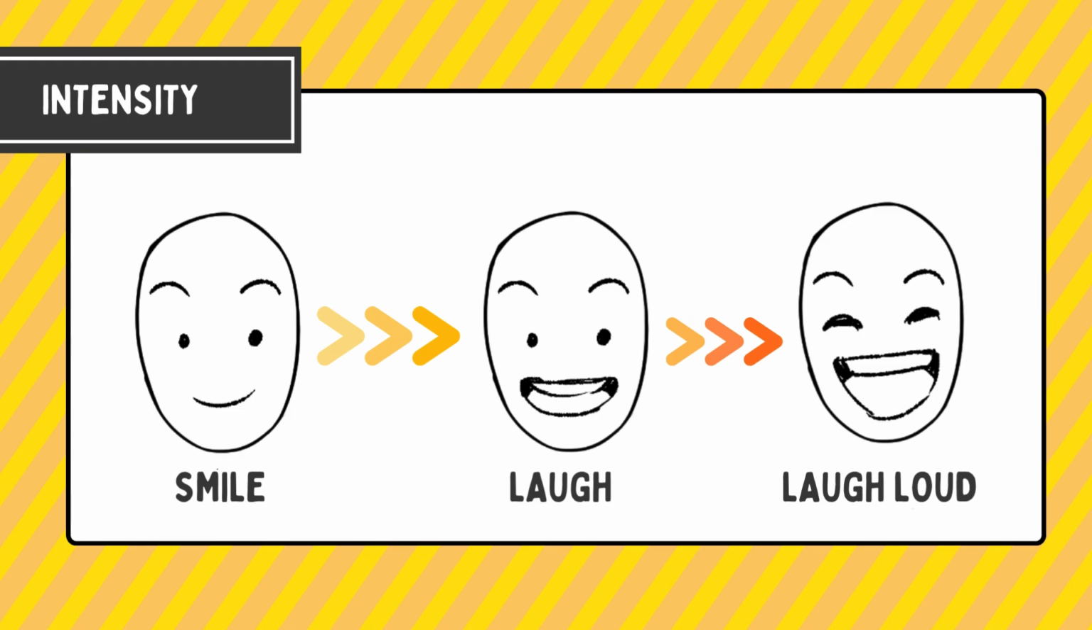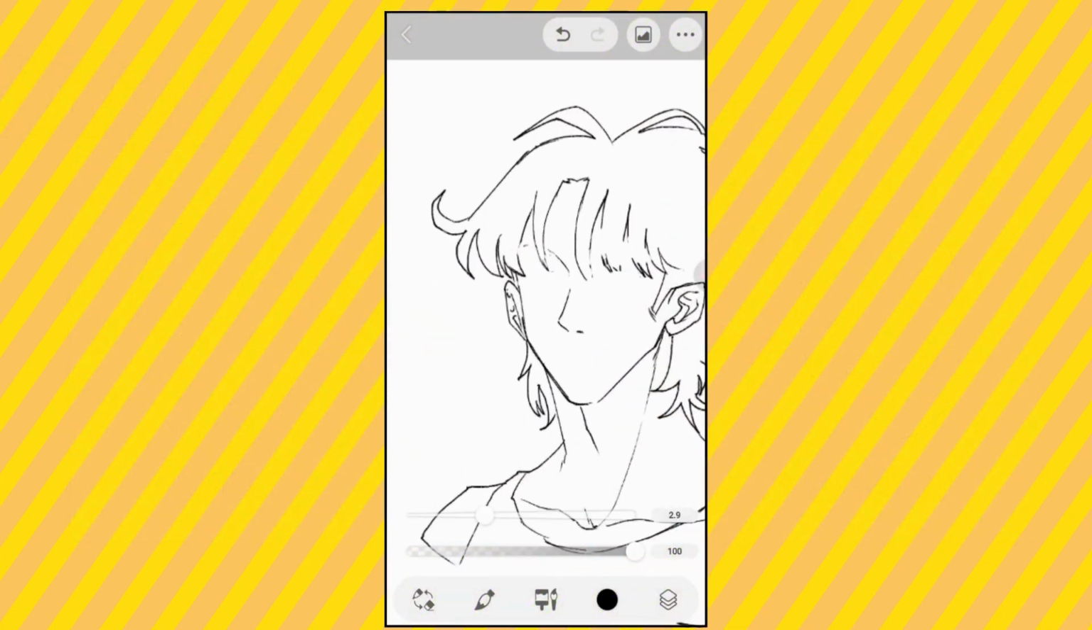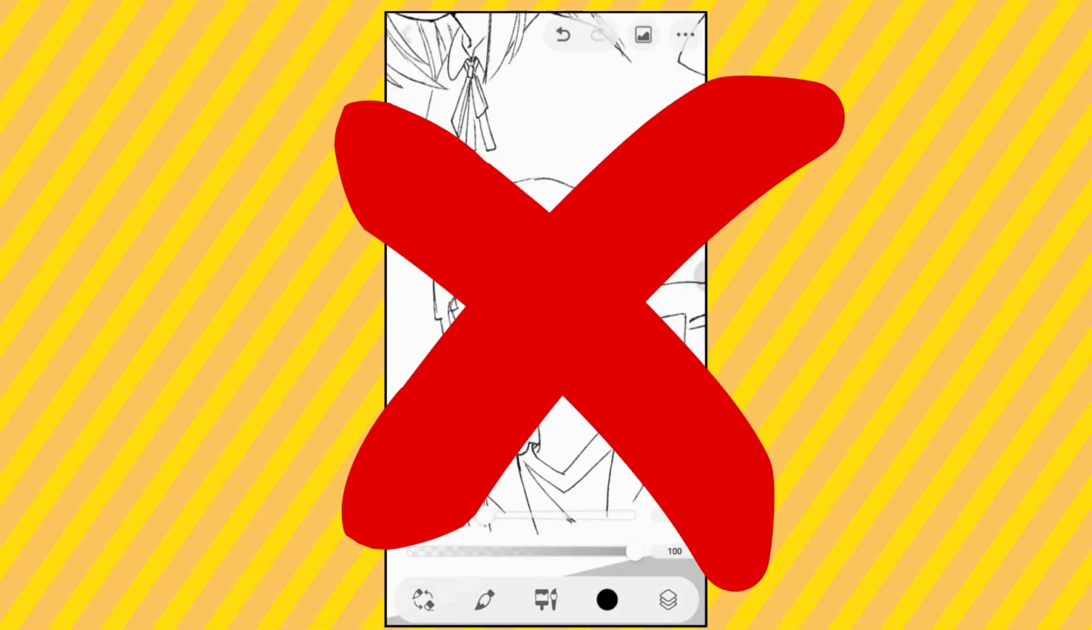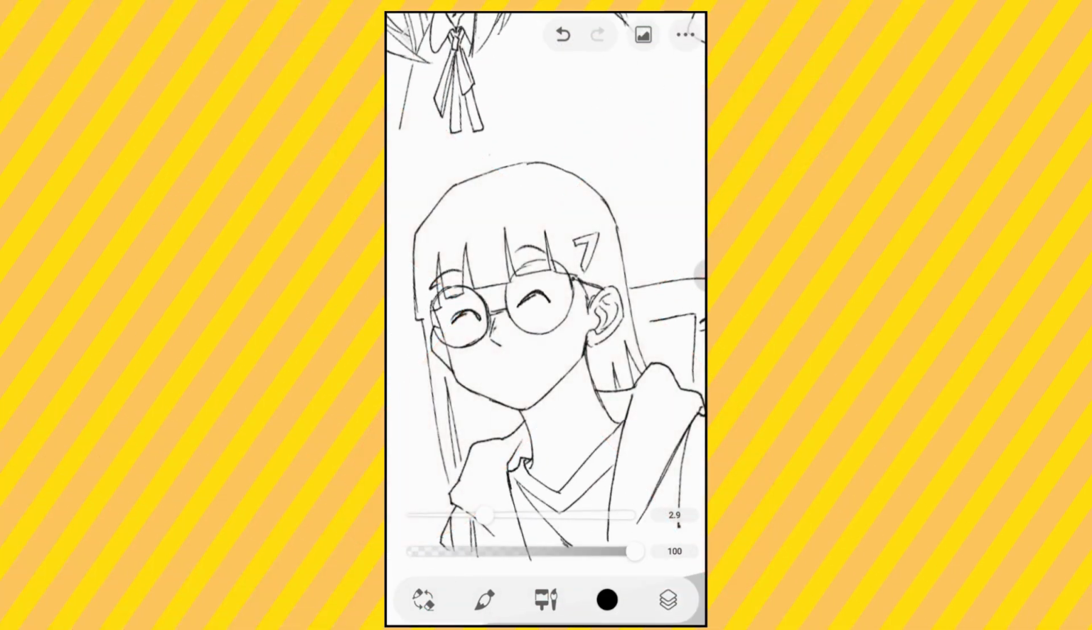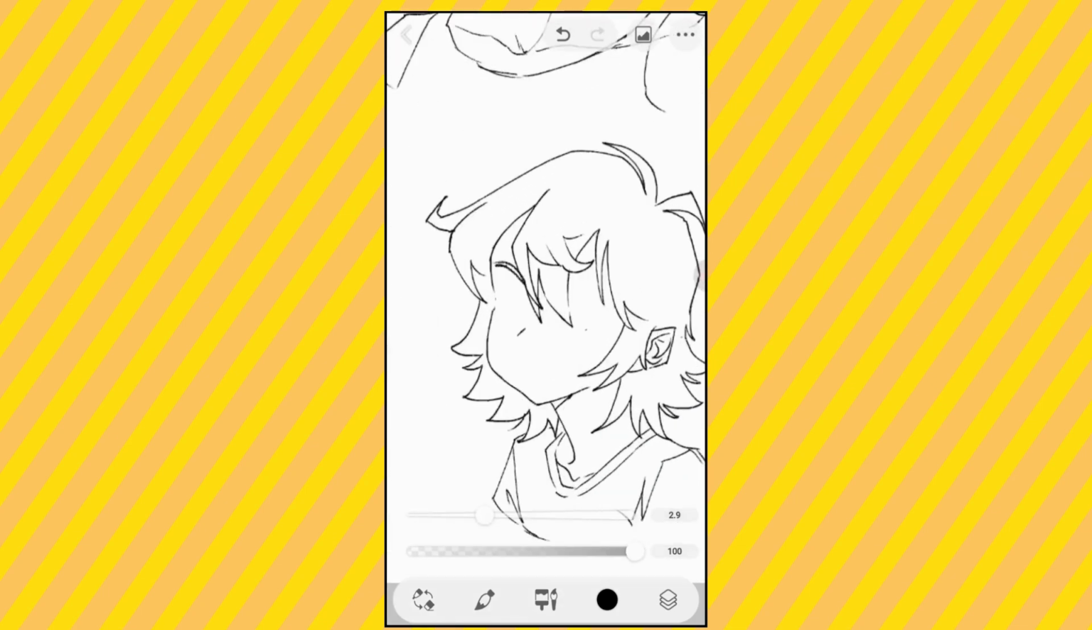In addition to knowing what the emotion is, see what the intensity of the emotion is. Joy, for example, can generate just a smile or an intense laugh. Important note: do not use the same facial expression design for all your characters. We need to know each character's personality to think of the best expression for each of them.